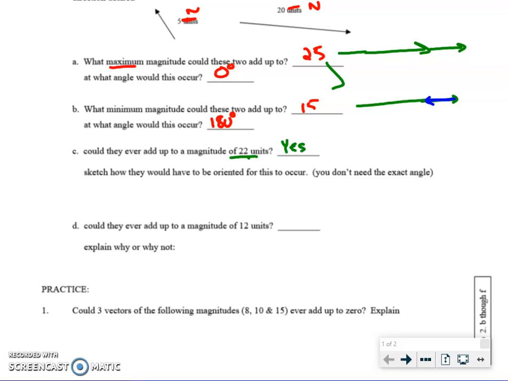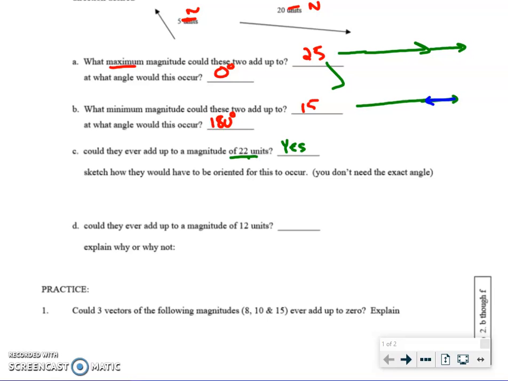So 22 is a value that they could add up to. That's one way of looking at it. 22 could be the resultant of 20 and 5. Okay, and then I sketch how they would have to be oriented for this to occur. You don't have to have exact angles.